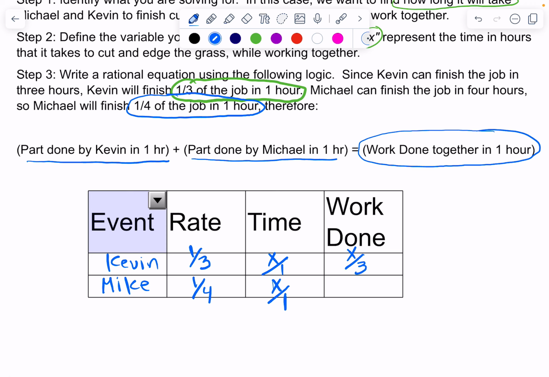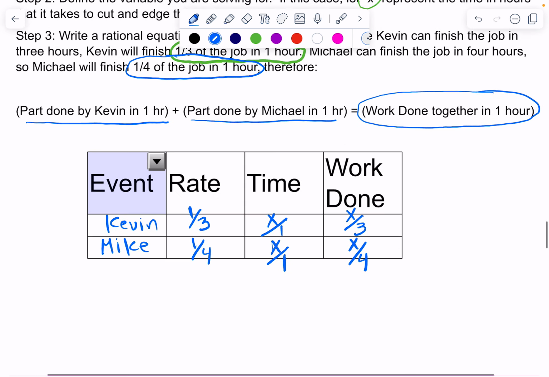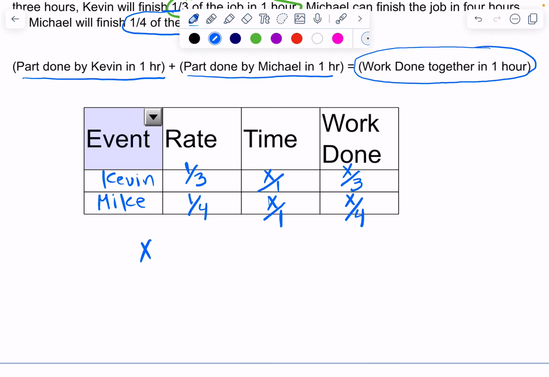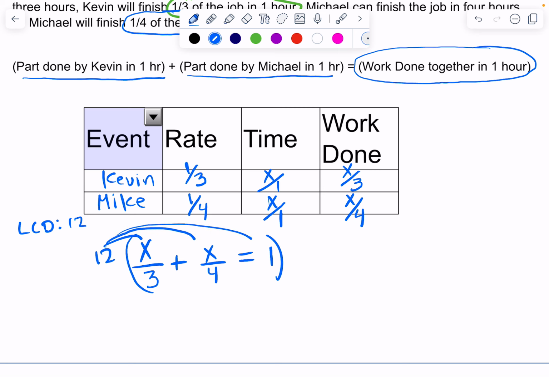1/4 times X over 1, the work done by Mike is X over 4. So now, the work done by Kevin plus the work done by Mike equals 1. Now, let's go ahead and solve. You all know how to do this already. My LCD in this particular case is 12. So I'm literally going to multiply 12 to every single term.